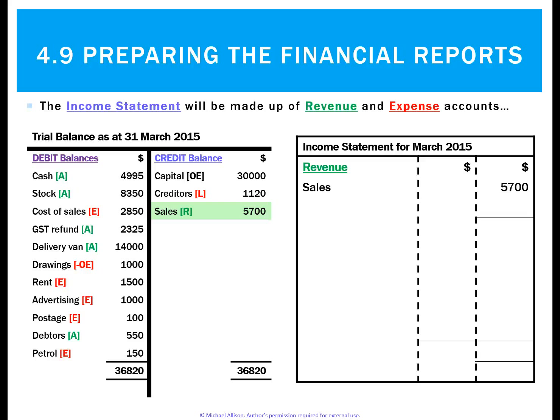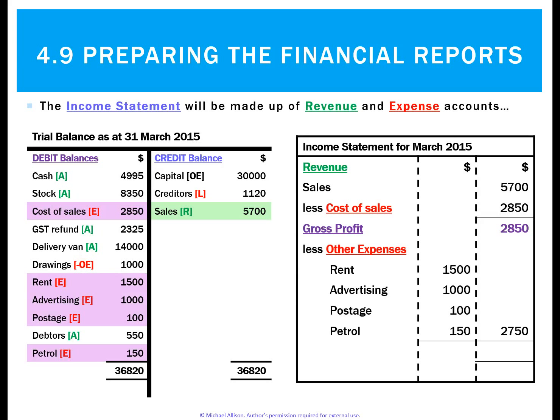What we're going to do now is less away our expenses. The first expense we start with is what's called cost of sales, and expenses have a debit balance, so we're going to look on the debit side for that one. That gives us what's called our gross profit, and then we'll take away what's called our other expenses. We can see on the debit side there's rent, advertising, postage and petrol. That'll give us a net profit of $100, so we're going to need to remember that figure. So the net profit for the period was $100.